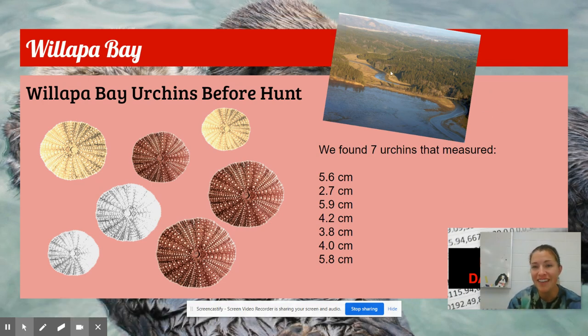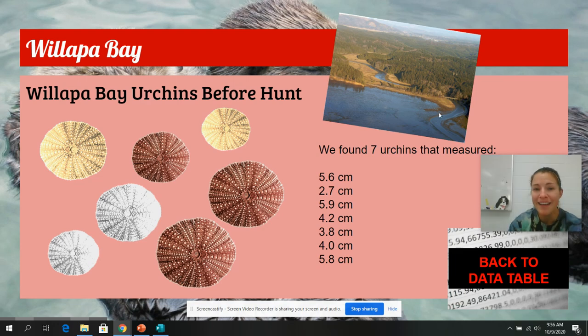So up here I actually have a nice picture of Willapa Bay. And here we have a picture of the urchins that I found. So if we look at the picture of the urchins that I found, 1, 2, 3 that are darker colored, 2 that are medium colored, and 2 that are lighter colored. So what I'm going to do is just write that down. So out of 7, I have 3 out of 7 that are dark, 2 out of 7 that are medium, and 2 out of 7 that are light.